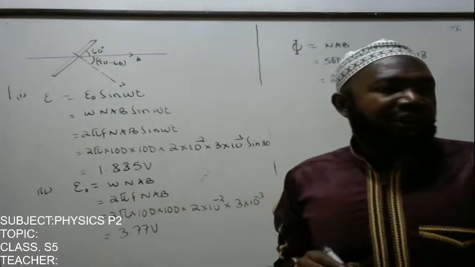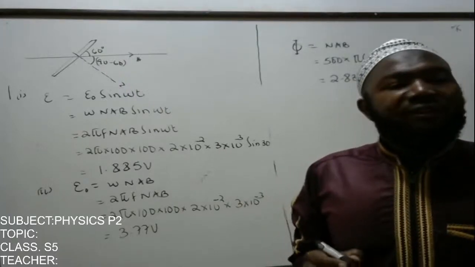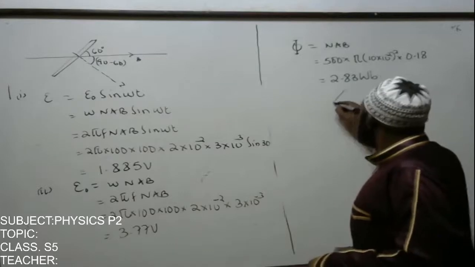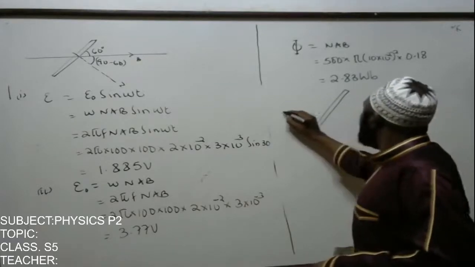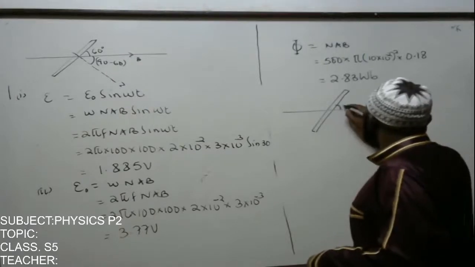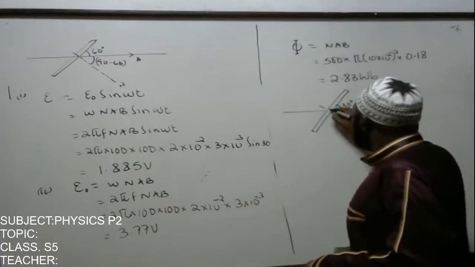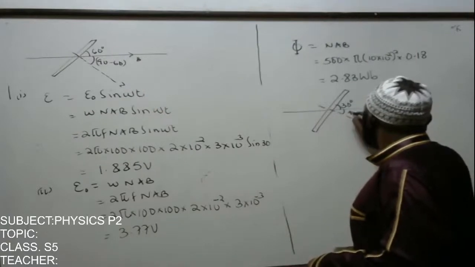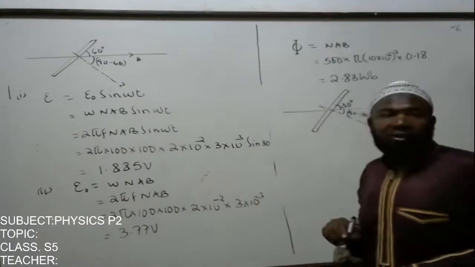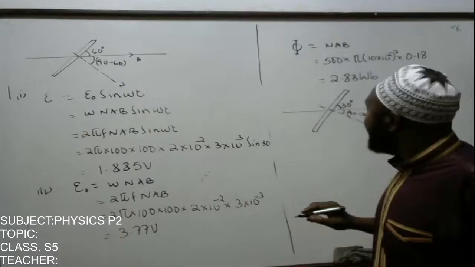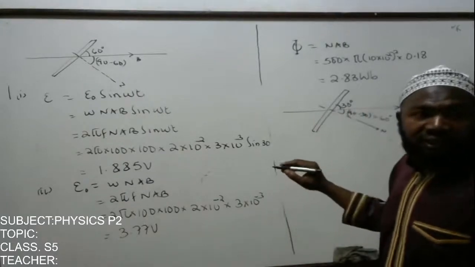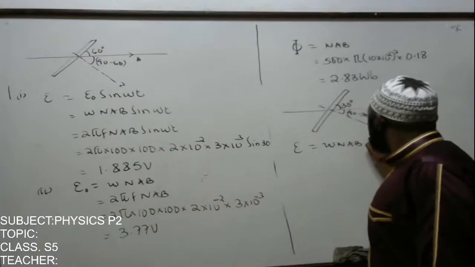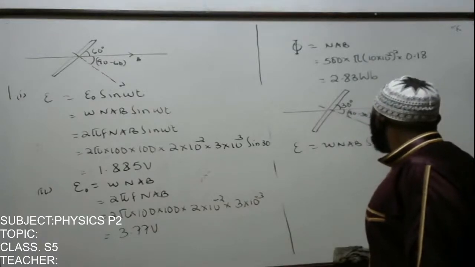Then the induced EMF in a coil when the plane of the coil makes an angle of 30 with the field. The plane makes an angle of 30 with the field. So if this is the plane of the coil, and this is the magnetic flux density, it makes an angle of 30 degrees with the field. So meaning that the normal makes an angle of 90 minus 30, giving 60 degrees. So therefore, our interest turns out to be that induced EMF is equal to E naught sine Wt, or sine theta for that matter.